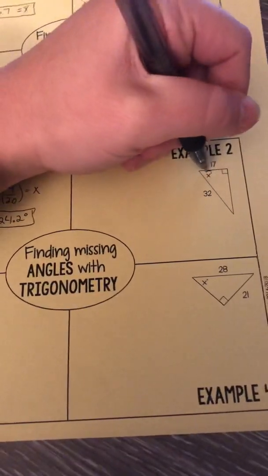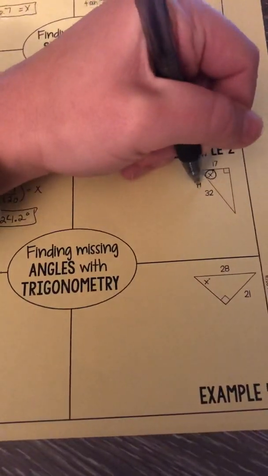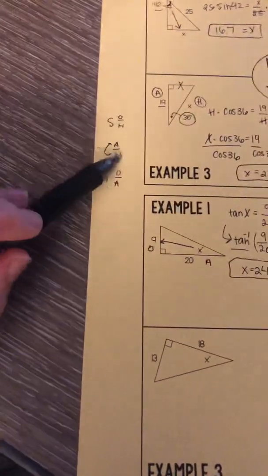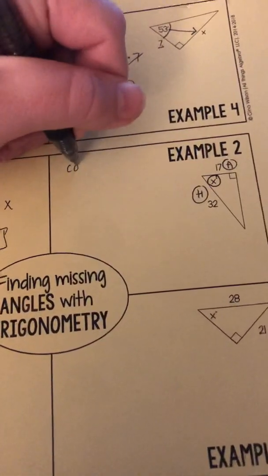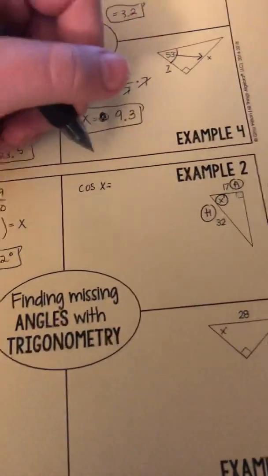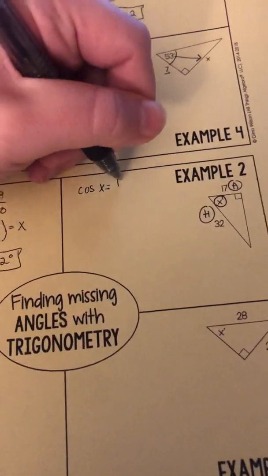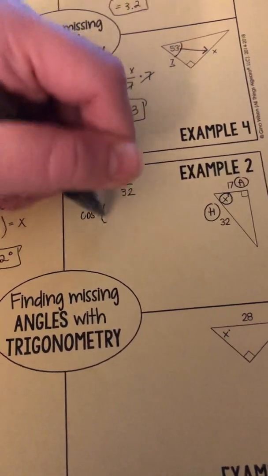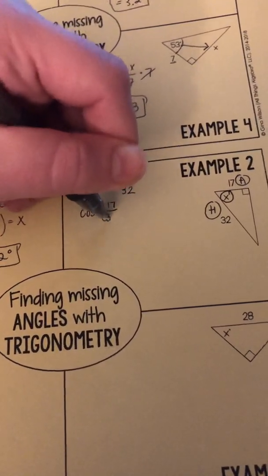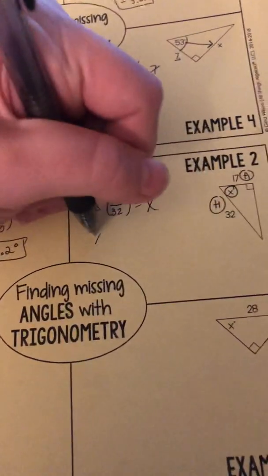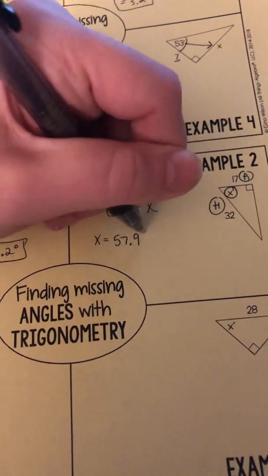So we have the degree of x. They give us the hypotenuse and the adjacent. So if we have hypotenuse and adjacent, we have to use cosine. So cosine of x is equal to A over H. I always forget. 17 over 32, and that means cosine to the negative 1 of 17 over 32 is equal to x. Once you plug that into the calculator, you will get 57.9 degrees.